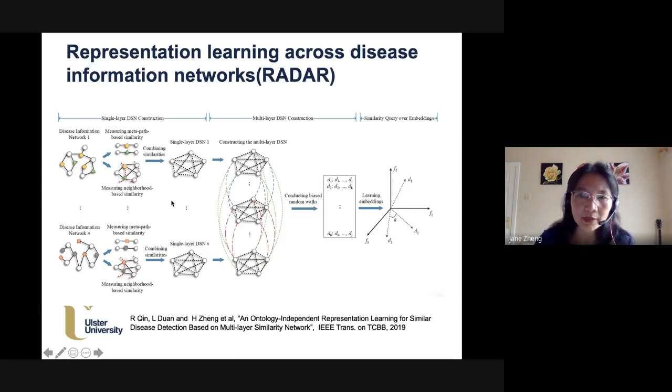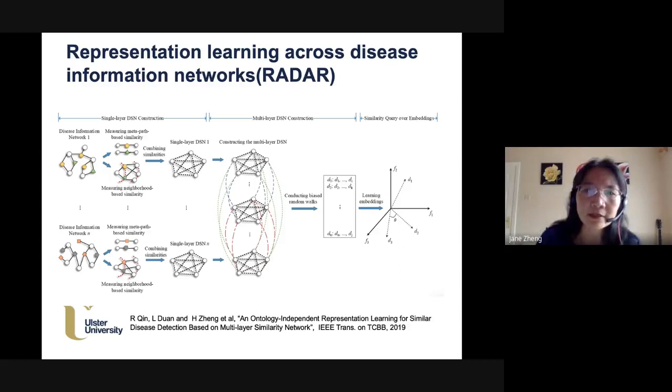The main approach is divided into three steps. The first step is the single layer disease similarity network construction. After constructing the single layer, we move to the multi-layer network construction. After that, I use random walk clustering to do the clustering. After that, of course, we use representation learning for the similarity query or checking.